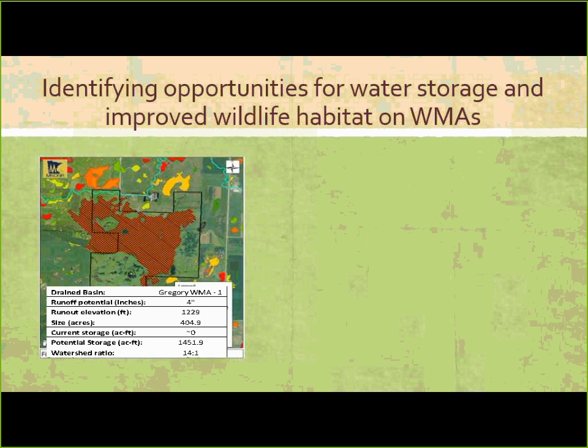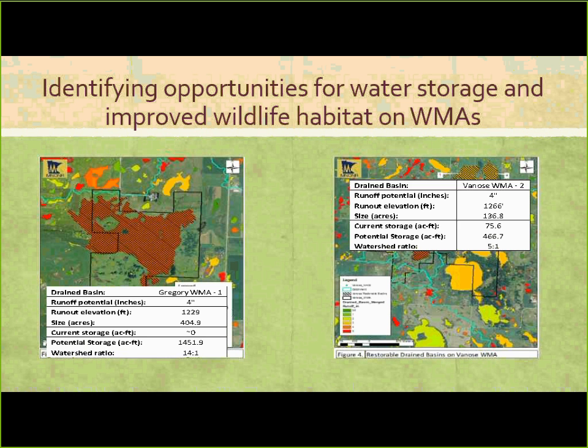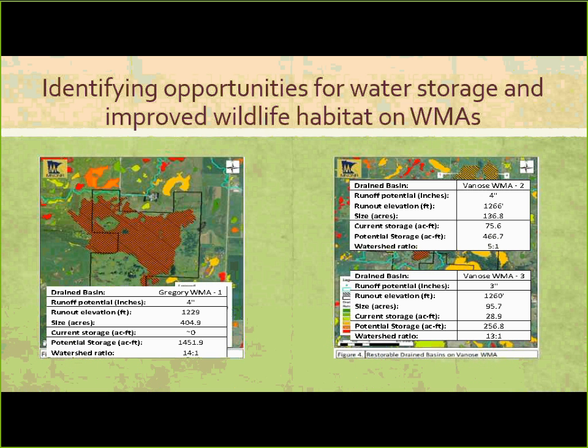Often, when we're talking about this with WMAs, that means we're going to have to expand the boundary of the WMA, because most of the wetlands have been restored up to the boundary. And here's another example for another WMA. There's your map of all the restorable drain basins, and then we can, again, generate quantified data: the size, the drainage area, how much runoff those will retain.